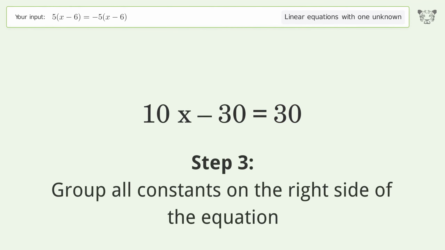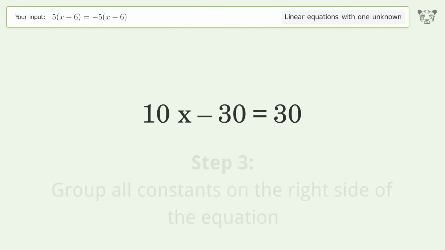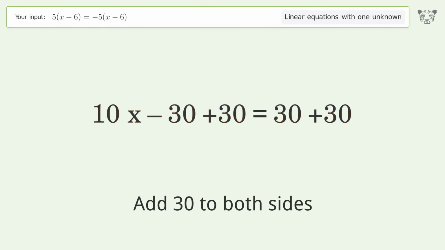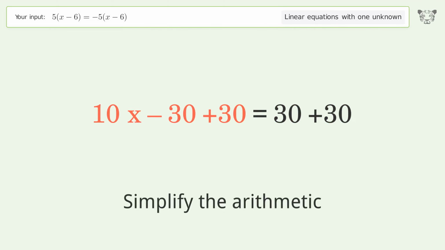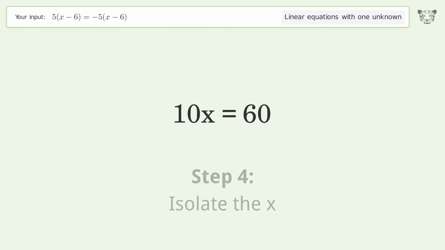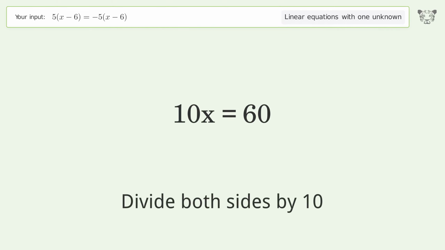Group all constants on the right side of the equation. Add 30 to both sides. Simplify the arithmetic. Isolate the x. Divide both sides by 10.